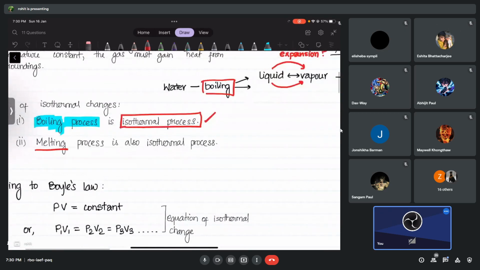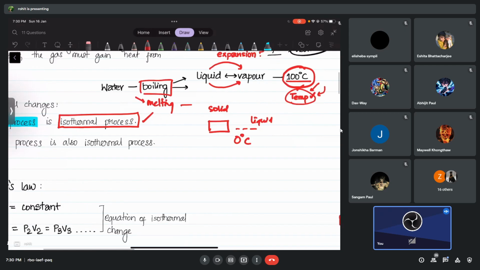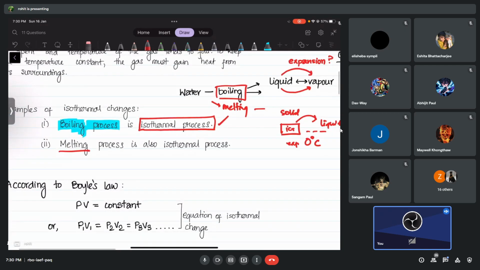Even melting takes place at what temperature, guys? Melting of ice, 0 degree. Melting also takes place at 0 degree. Your solid ice becomes liquid. At what temperature does it happen? 0 degree Celsius. So your ice, which is solid, becomes liquid. So this is also a process of expansion, and we can call it an isothermal process.